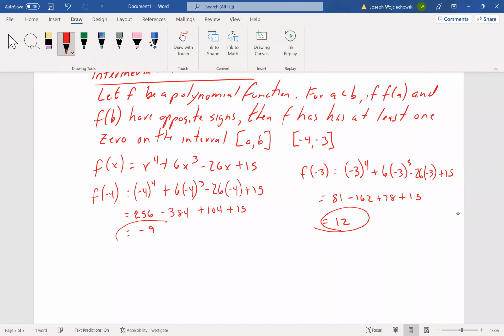So this is positive, this is negative. Yes, there is a cross point in the interval.